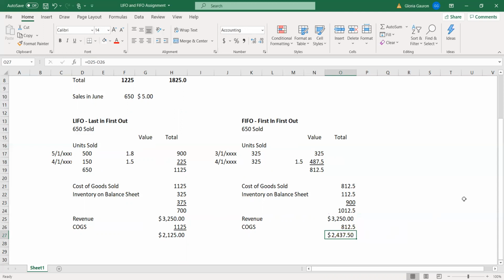So using FIFO, my cost of goods sold is less, which means my gross profit is more, and I would have to pay more in taxes. Whereas under LIFO, last in, first out, my cost of goods sold is more, which brings me less revenue, and I would pay lower taxes on that amount.